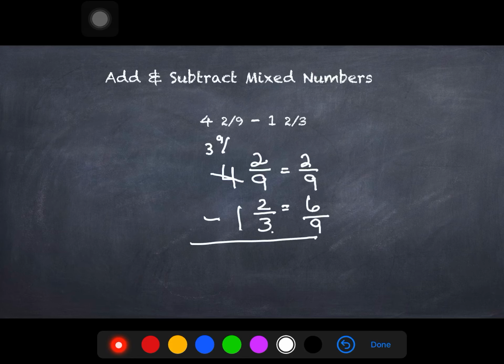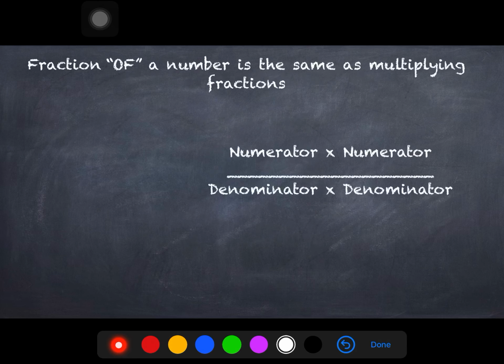So if I think of 4 instead as 3 and 9 ninths, then I could go ahead and add the 9 ninths that I have here to the 2 ninths I have here already. So 9 ninths and 2 ninths make it now 11 ninths. 11 ninths minus 6 is 5. Keep my same denominator. Whole number subtraction, 3 minus 1 is 2.